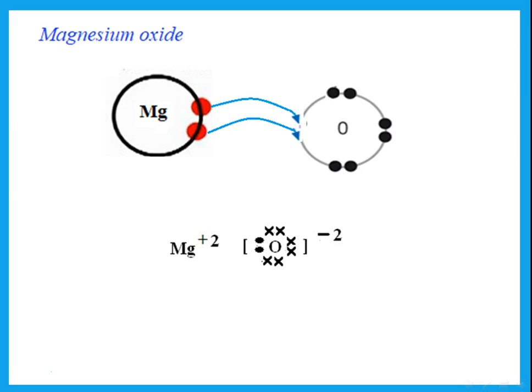Okay, what about magnesium oxide? Magnesium has 2 electrons in its outermost shell, so it's going to lose them and become +2, or 2 positives. Now, oxygen has 6 electrons in its outermost shell, so it needs 2. So it's going to take the 2 from the magnesium, and that means it has extra 2 electrons, and that means it has a -2, or 2 negatives.